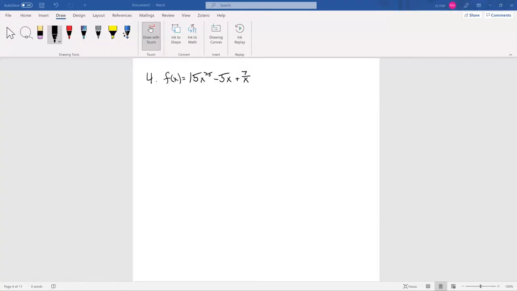For number 4, it is pretty cut and dry. It is just saying determine whether the function is a polynomial function. So f of x is equal to 15x raised to the 7/5 minus 5x plus 7/x. Some things that are red flags for me in this one are this 7/5 here and this over x.